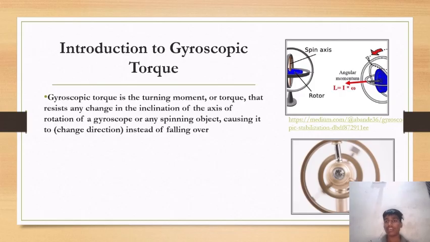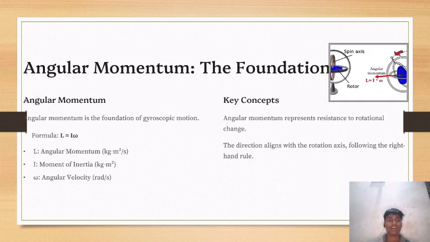As you can see over here, angular momentum is in this direction due to the right hand thumb rule. We can say the angular momentum is the foundation for our gyroscopic motion. Here the formula for angular momentum is L equals I omega. Here L means angular momentum, which is in the unit kg meter square per second. I is moment of inertia and omega is angular velocity, and their units are similarly given over here.